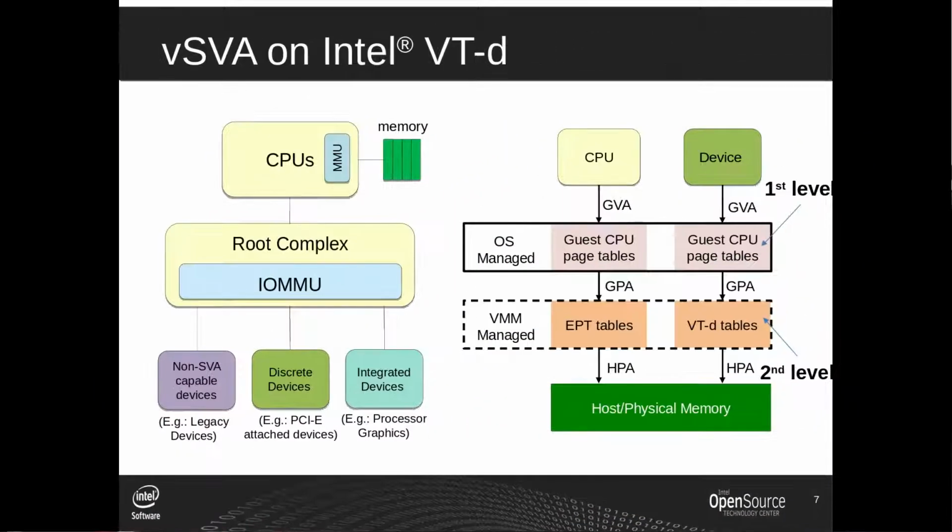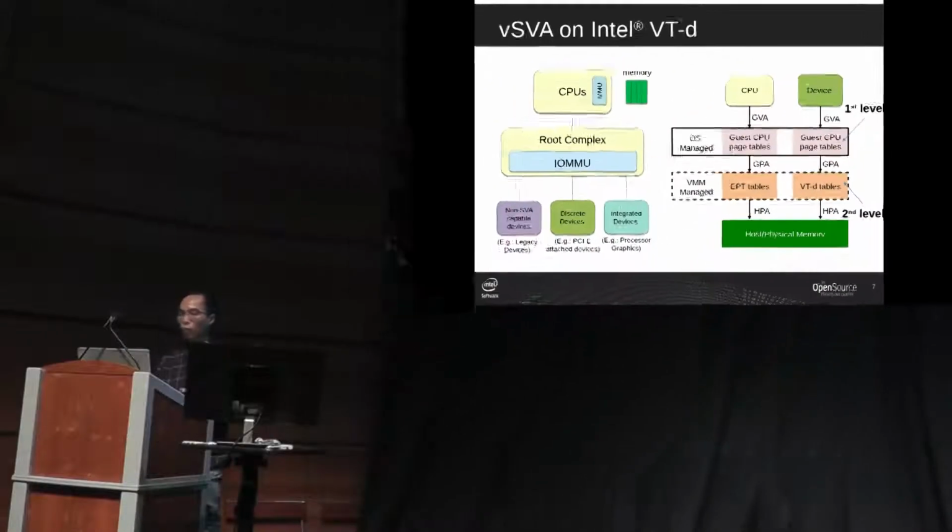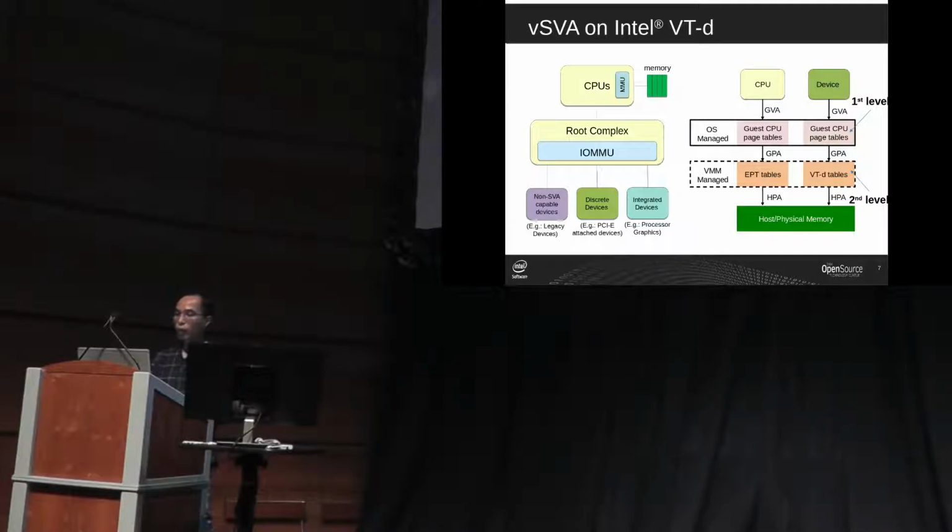With nested translation, this is how it looks on Intel VT-d. We have a first level, which is the guest CPU page tables, and we have VT-d page tables, which are the second level page table. This nested translation is similar to the EPT table on the CPU side. That's why we can achieve two-level translation even in a virtualization environment.